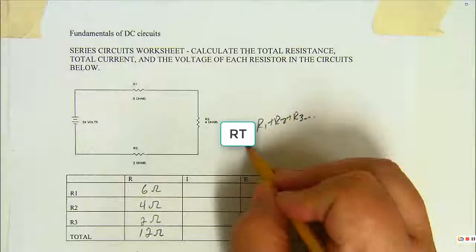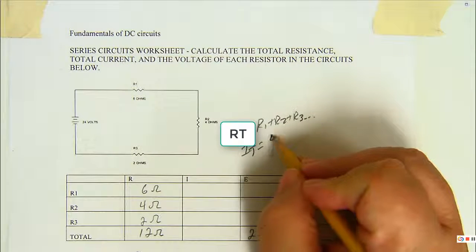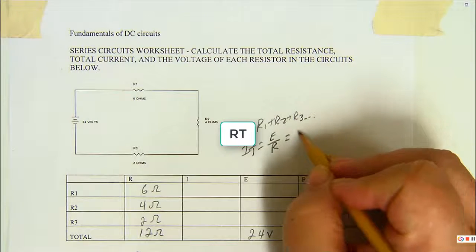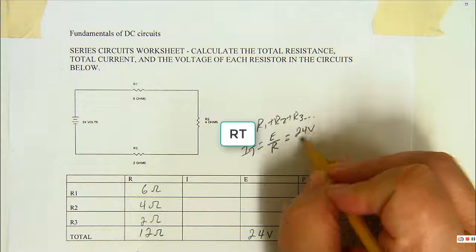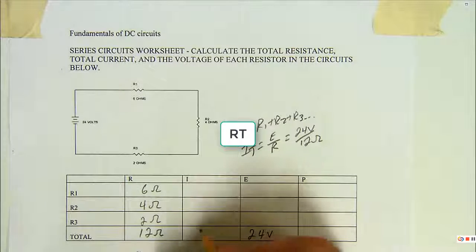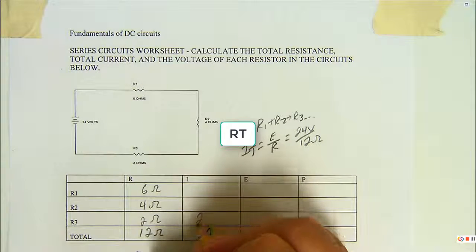Then we find our total current. Our total current is voltage divided by resistance. Well, that's going to be 24 volts divided by 12 ohms. Gives me how much current? Anybody? 2 amps. And what do we know about current in a series circuit? It's the same everywhere. So we can fill in that whole column now.